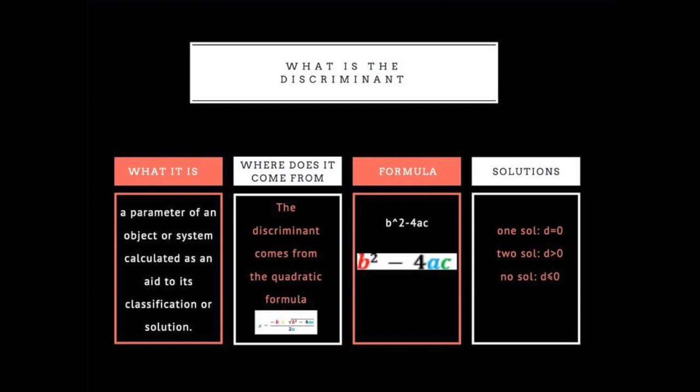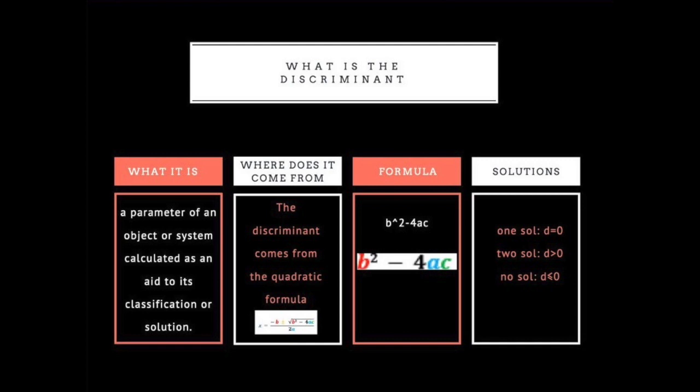The discriminant comes from the quadratic formula. In the quadratic formula, you can see that there is a square-rooted part, b squared minus 4ac. That is the discriminant. In the discriminant, you can have three solutions: one solution, two solutions, or no solution.